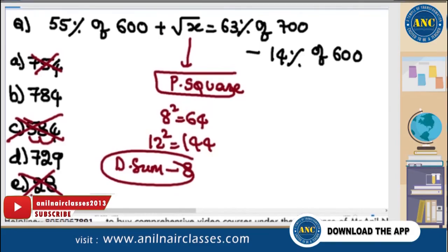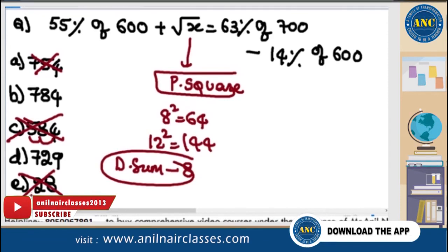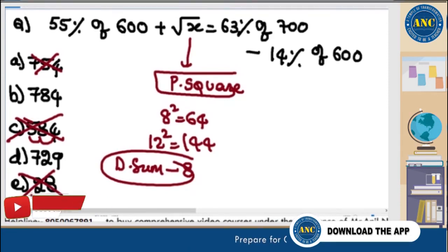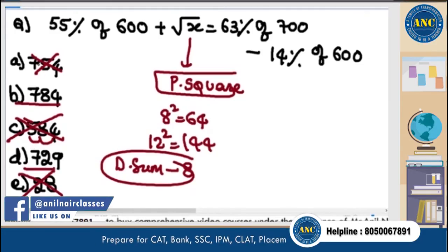Only we are stuck between these two logics. I hope it is clear. Now we are stuck between 784 or 729.